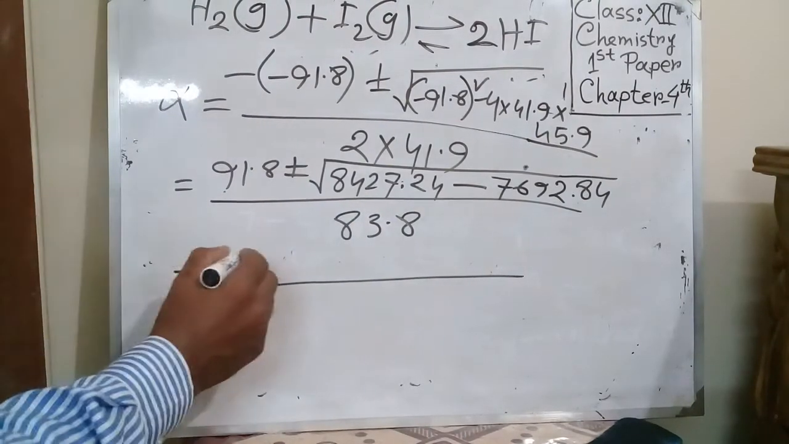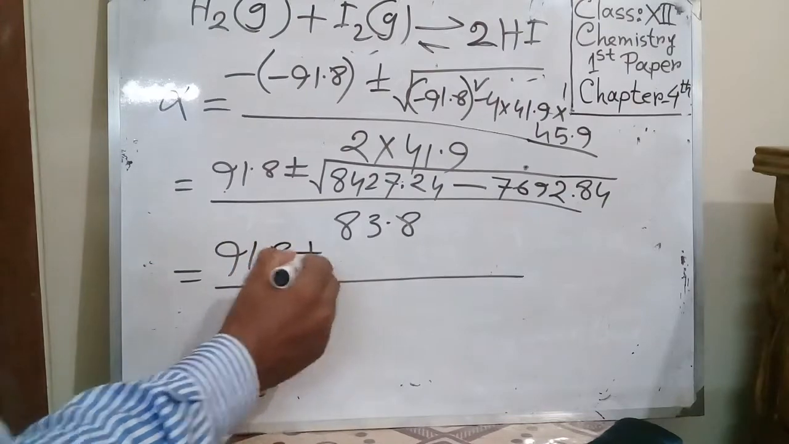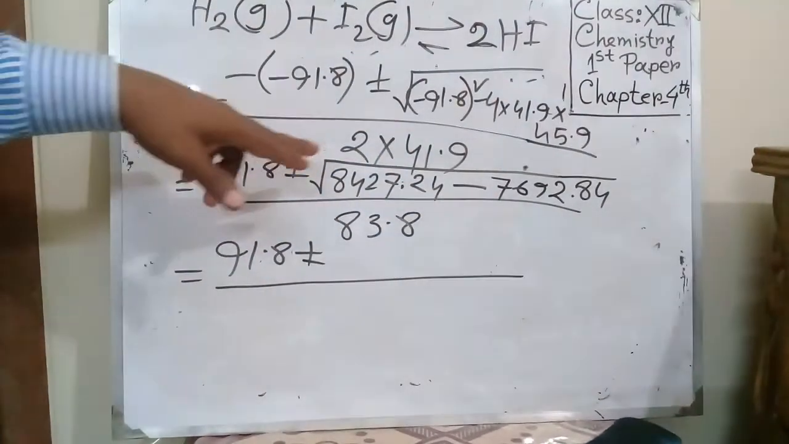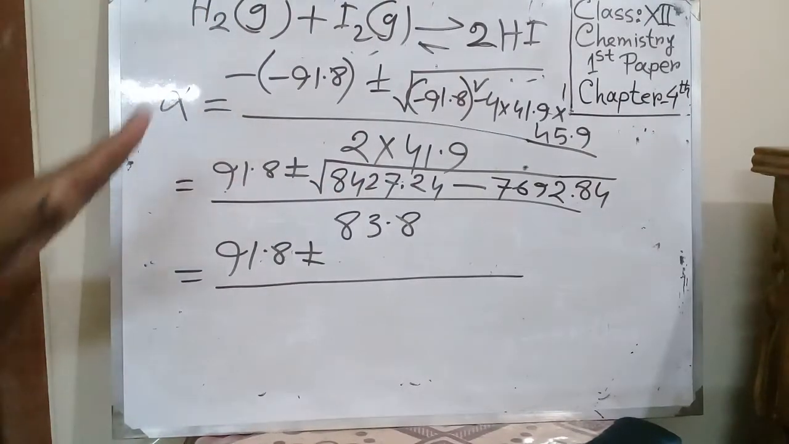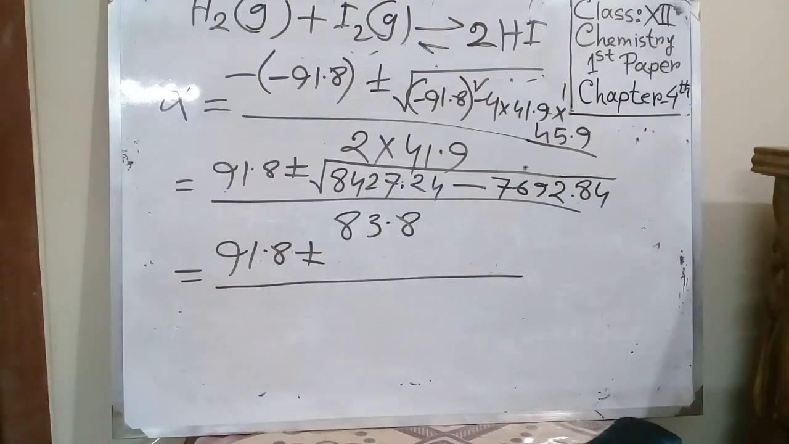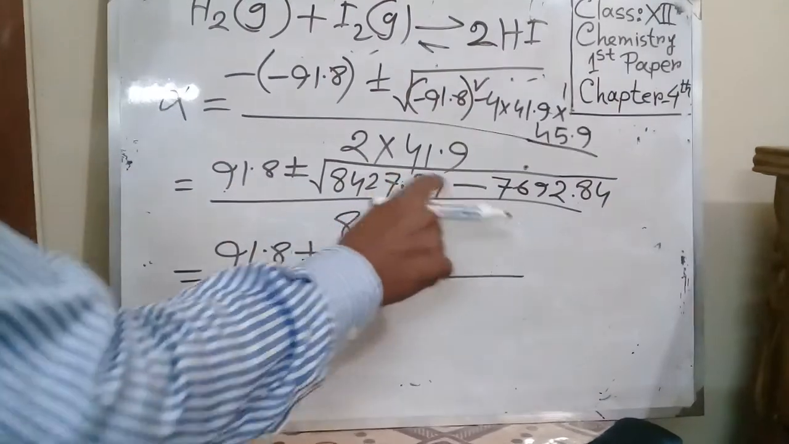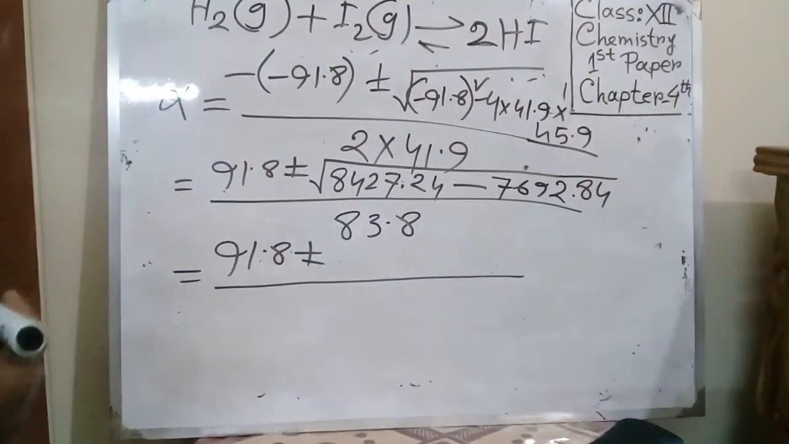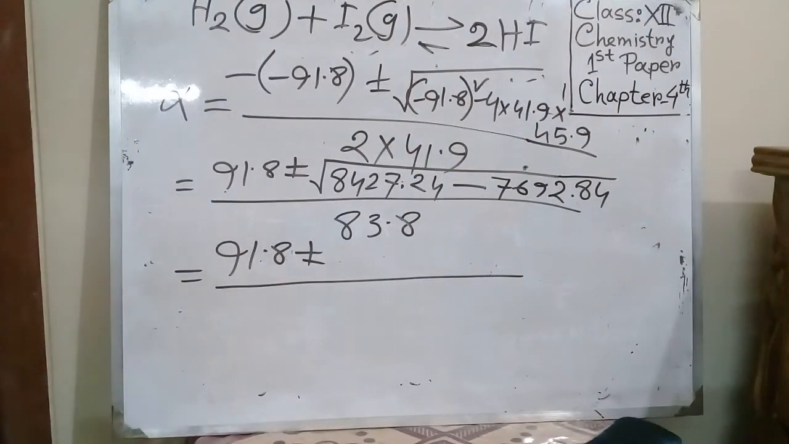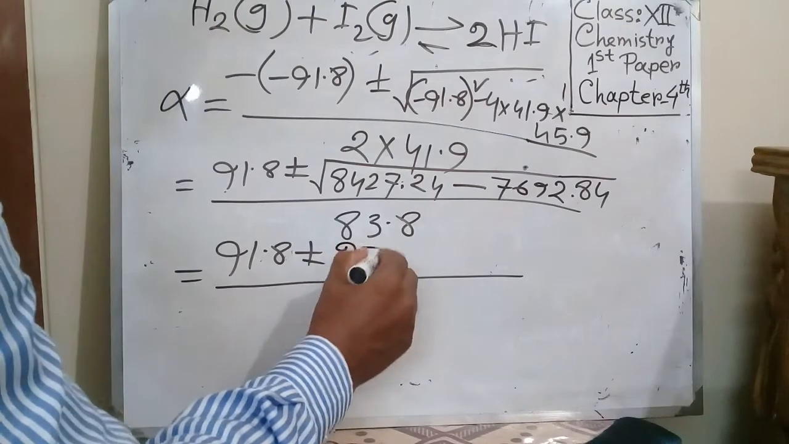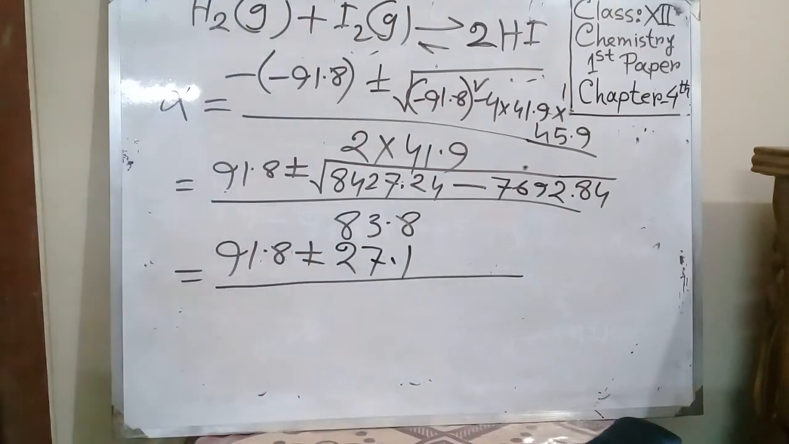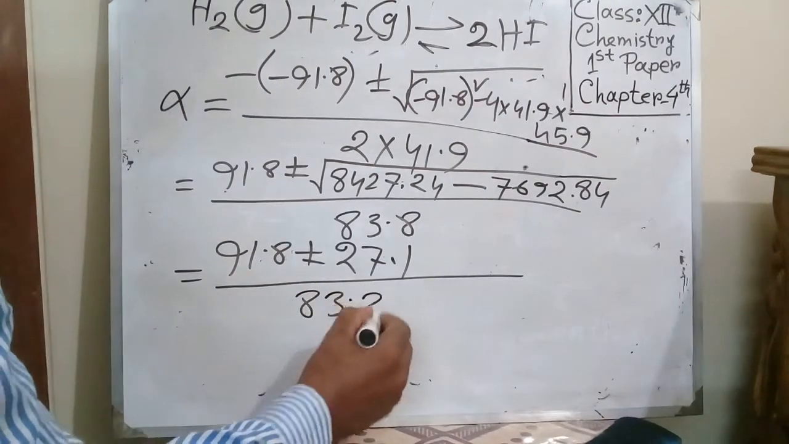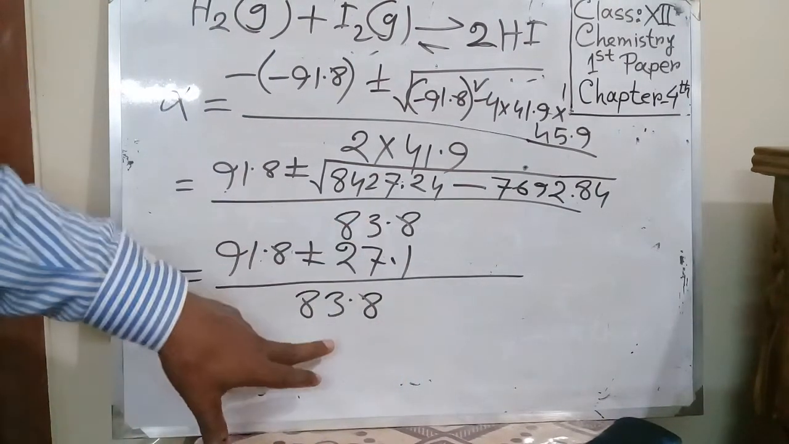Then 91.8 plus minus. If I subtract this one and take the root, then what will I get here? I can get 27.1. Of course you will subtract this one from this one, then you will take the root, and you can get 27.1, and the denominator will be the same, 83.8. It will be this one, same.